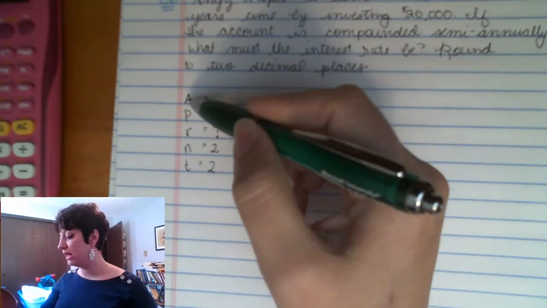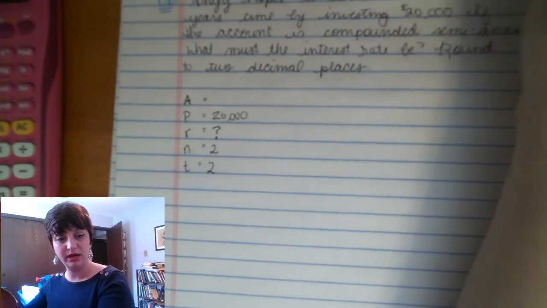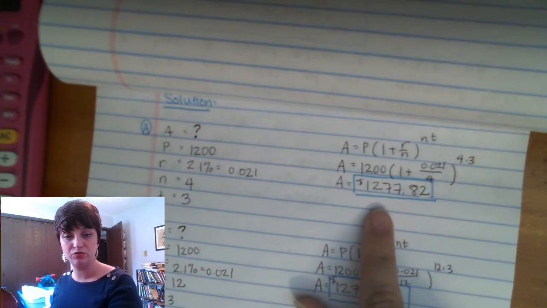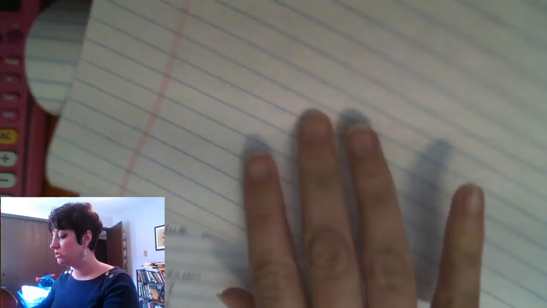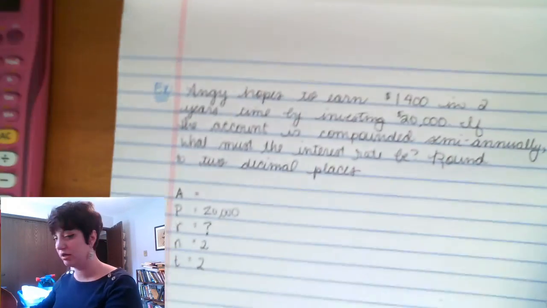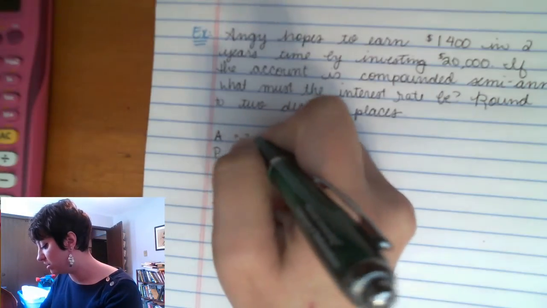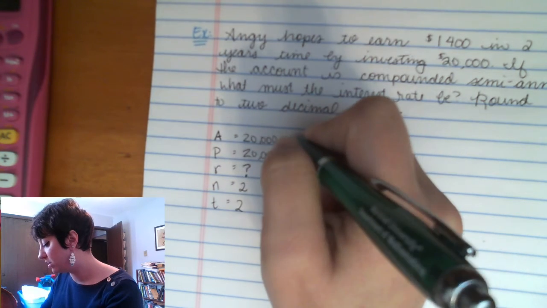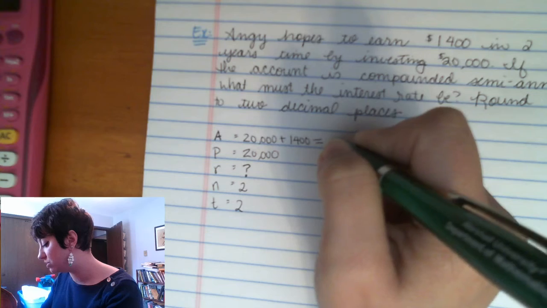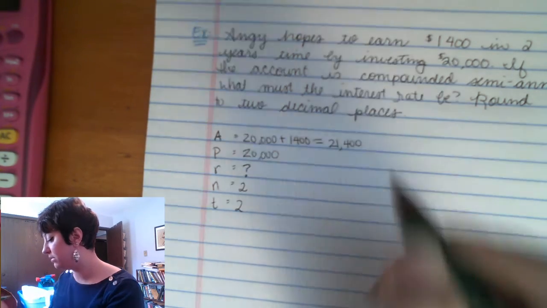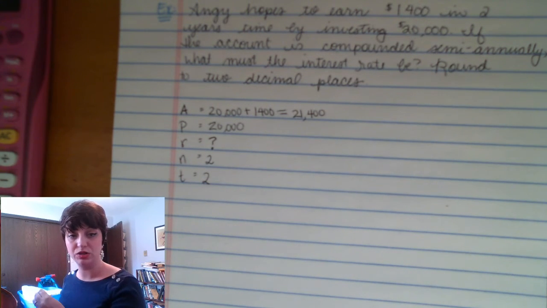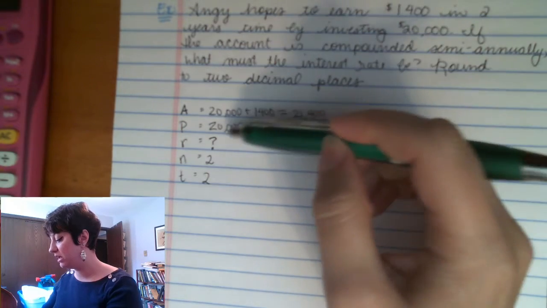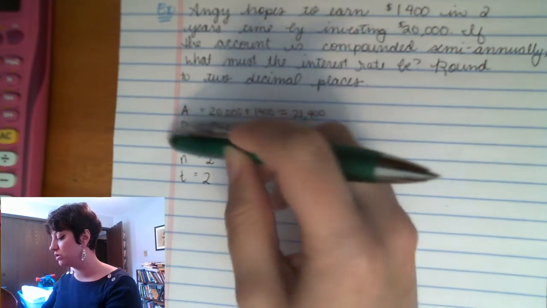So I have to figure out what A is. Now remember, on the previous problem I said, once I plug in all this information, I get how much the account is worth. So that's the original plus the interest. That's A. So it's not that A is 1,400, but A is your original plus your interest, which in this case means A is 21,400. So that's what I'm going to solve. I'm going to have A, P, R, N, and T. Sorry, not R. So I'll be able to solve for R.